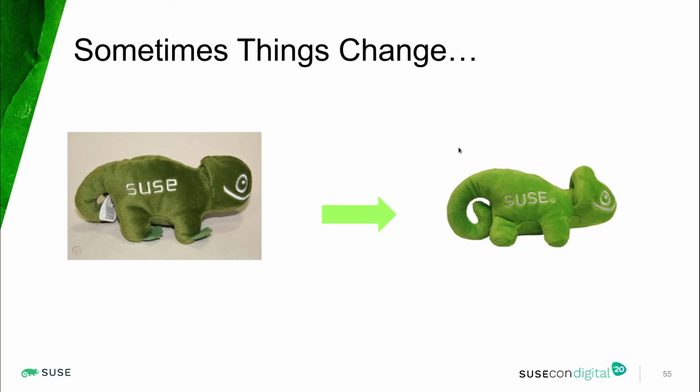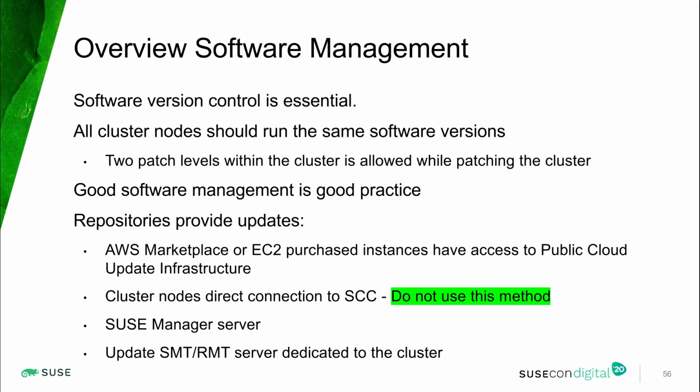Sometimes things change. So, software version control is essential. All cluster nodes should run the same software versions. We have more than one way to access the SUSE official software repositories. First, the on-demand EC2 instances have access to the public cloud update infrastructure. You can use your SUSE Manager server to patch your cluster nodes. You can also use the SMT or RMT dedicated servers for the cluster nodes.